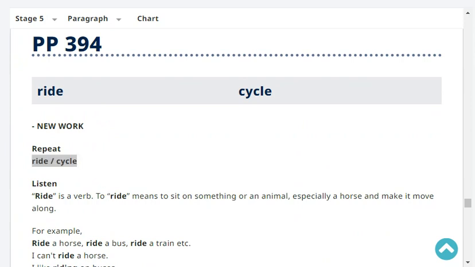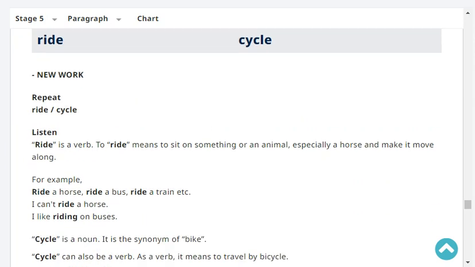Ride. One more. Ride. Ride. Cycle. Cycle. Very good. Okay, listen.